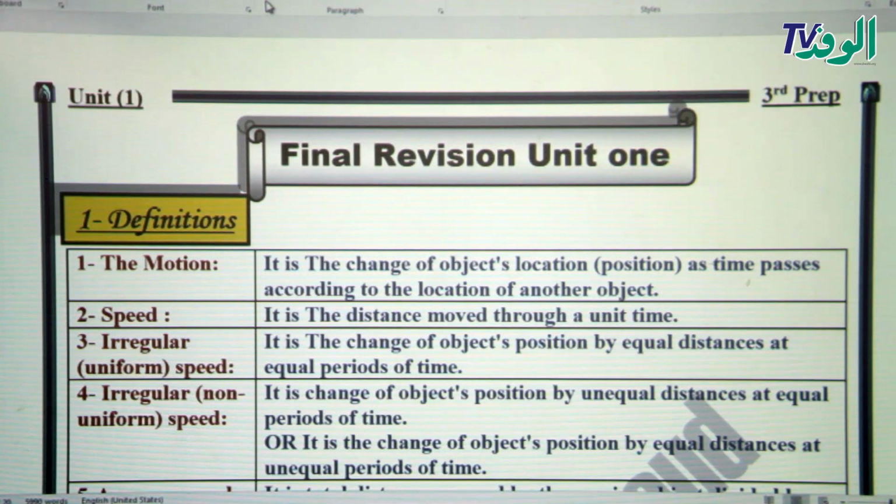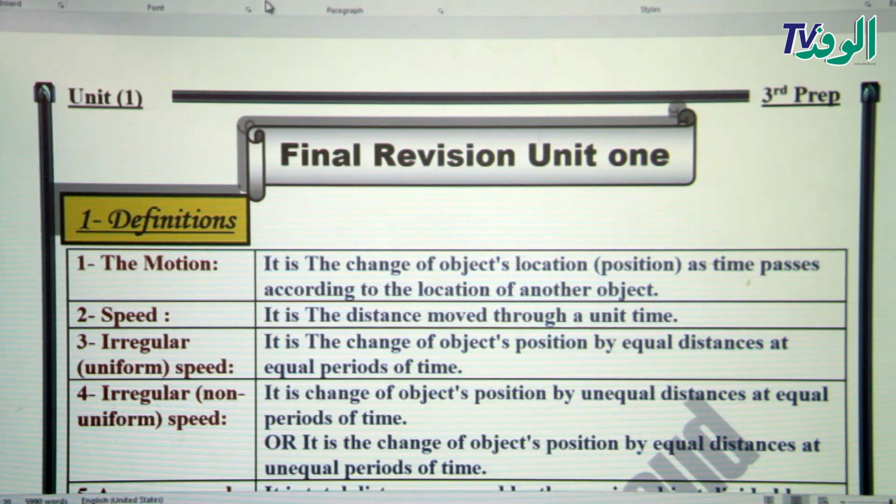Of course, all you know. Yes. What's meant by motion? It is a change, bravo. It is a change in the object location or position as the time passes according to the location to another object. So, what's meant by the speed? Yes. Very good. Excellent. It is the distance moved through the unit of time or in 1 second.